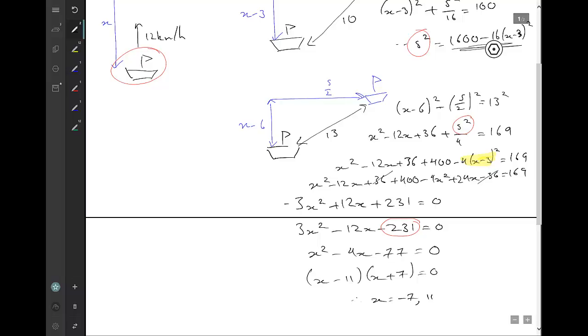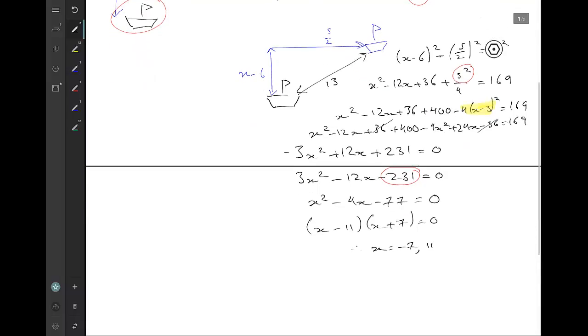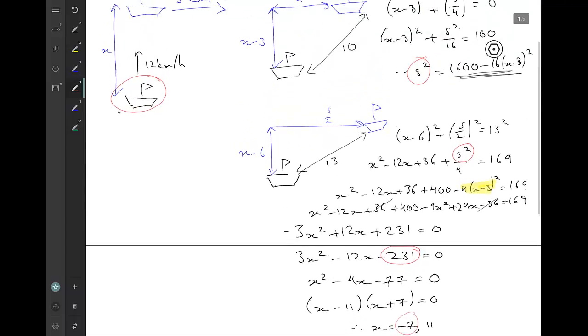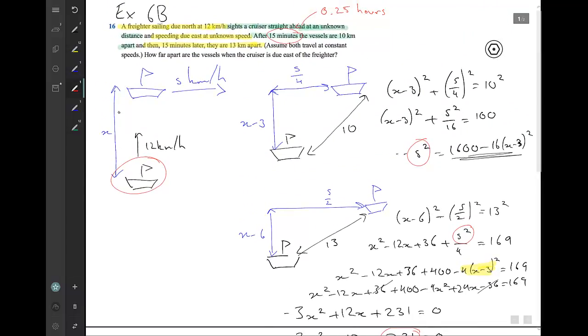Well, for obvious reasons, x can't equal negative 7, so the distance can't be negative. So not feasible. And so if we just go back now to the question, see what it was asking. Well, it's asking us how far apart are the vessels when the cruiser is due east of the freighter. So we haven't quite gotten there yet. Okay, so all we've found so far is the x. We also need this speed s if we're going to work out this bit here.